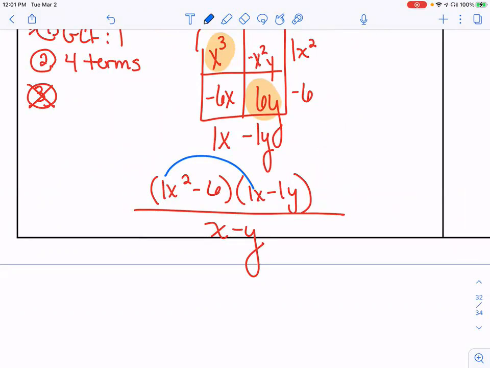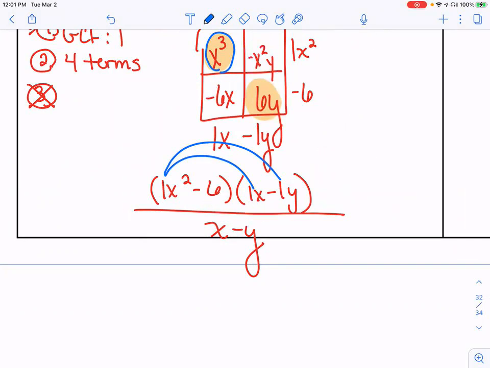I'm doing a quick check on the box. Does that make x3? That arc, it does. What about that arc? Does it make negative 1 x squared y? Good. Does this make negative 6x? And does this make positive 6y? Okay.